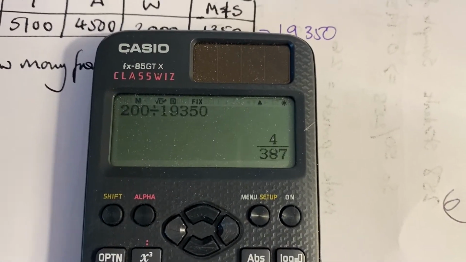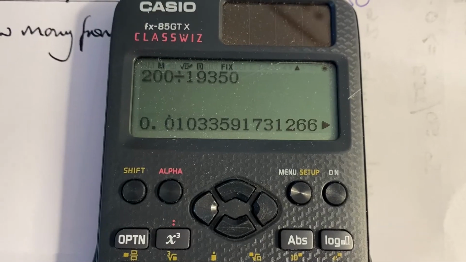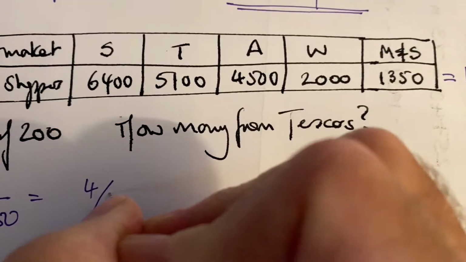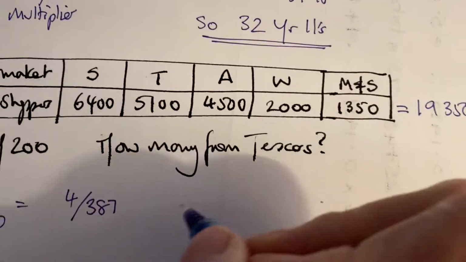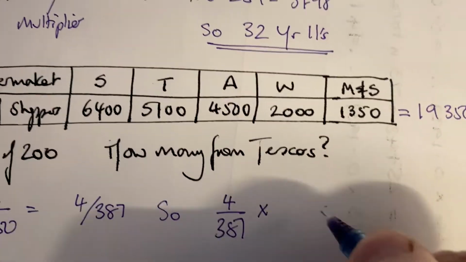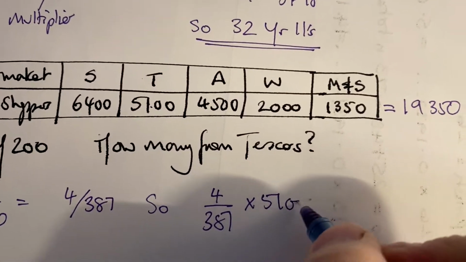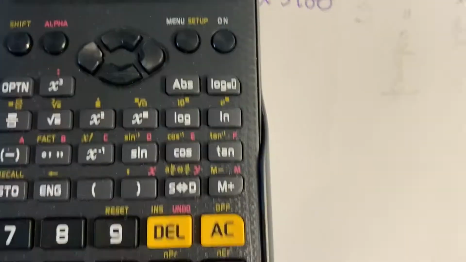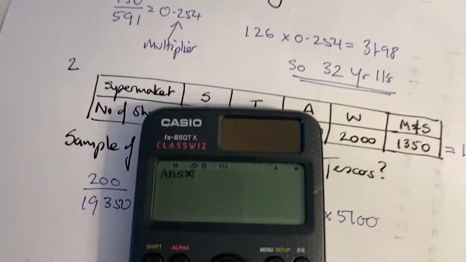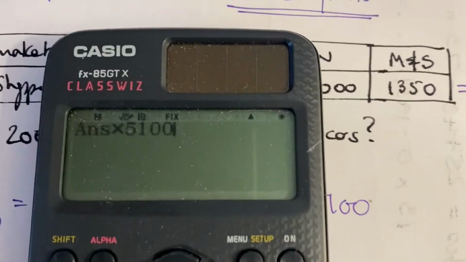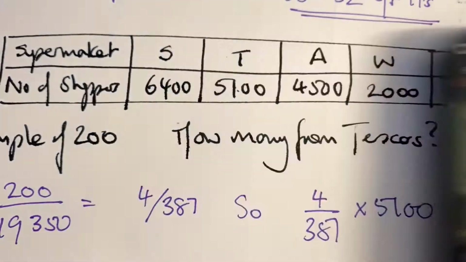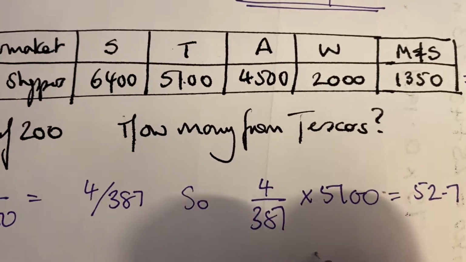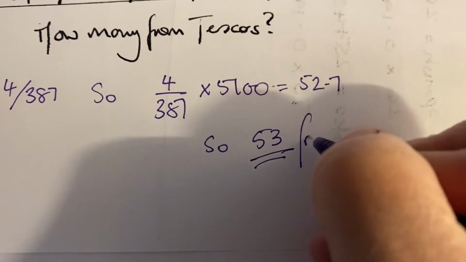Probably not. No, so let's leave it as a simplified fraction, 4 over 387. That would be my multiplier. And it's how many in Tesco's, so that's my multiplier, times by 5,100, and that will give me how many I take as a sample set from the Tesco group. And so that becomes 53, because it's 52.7, so 53 people from Tesco's.